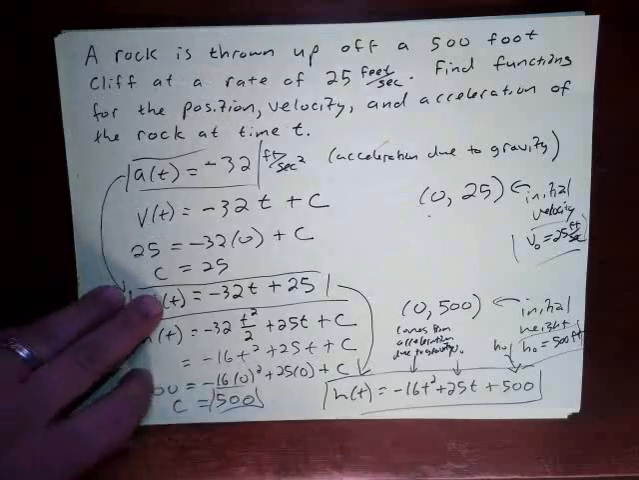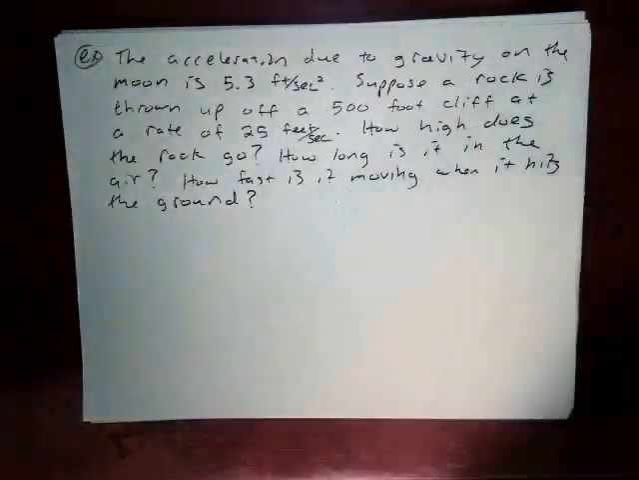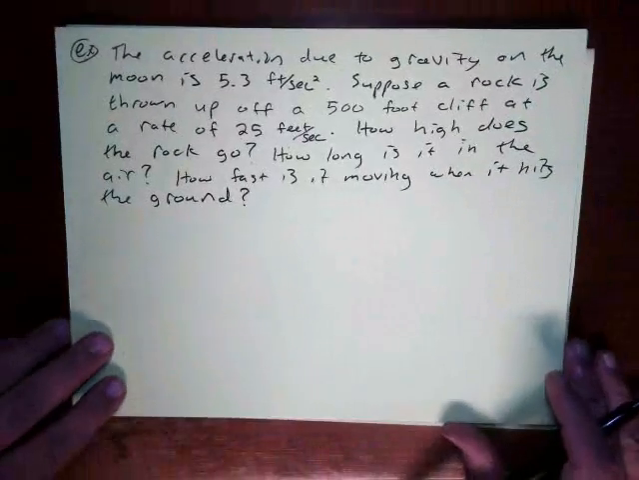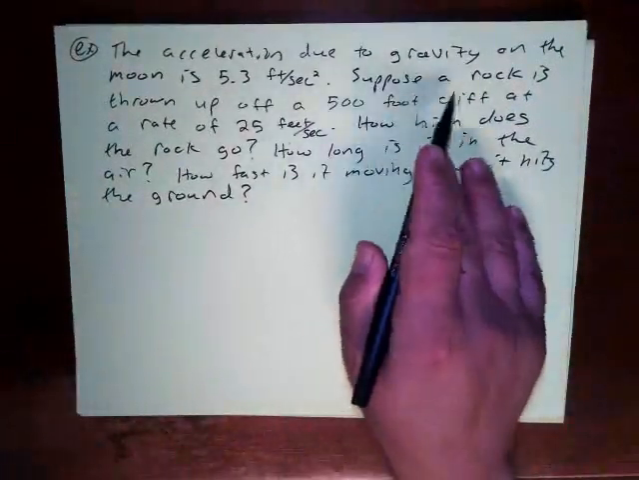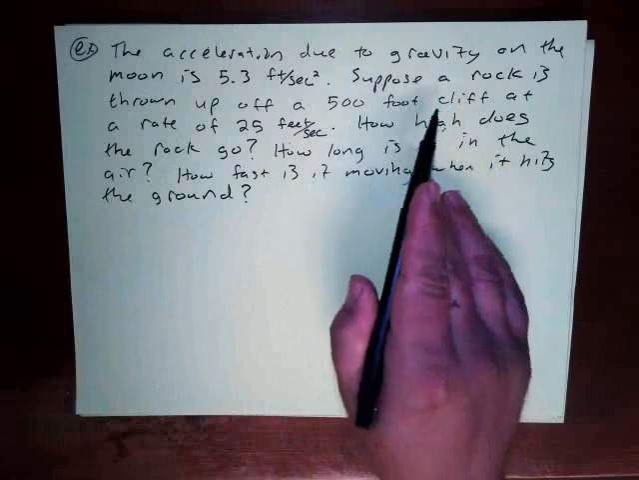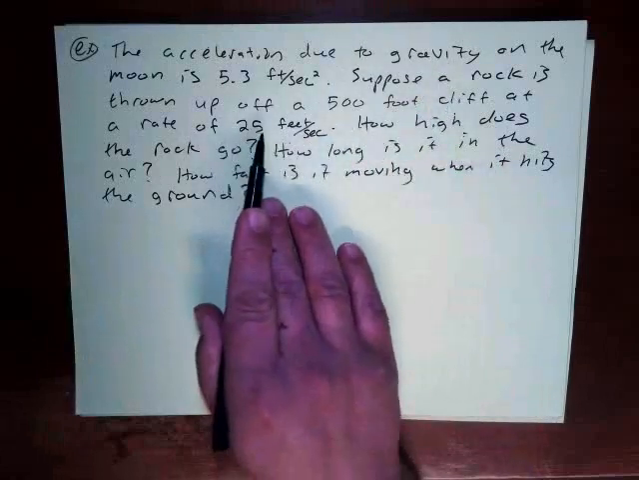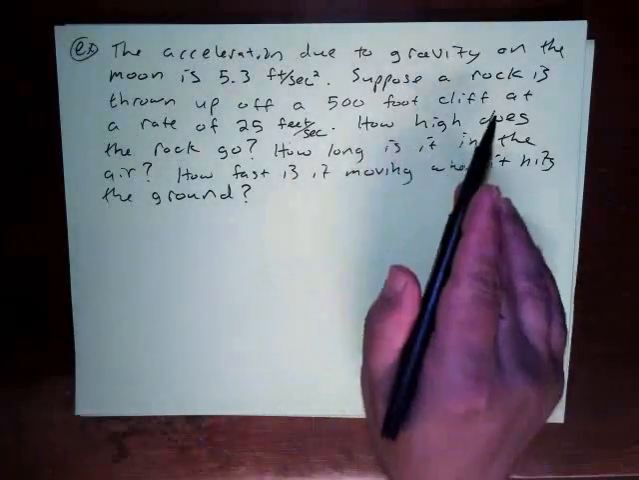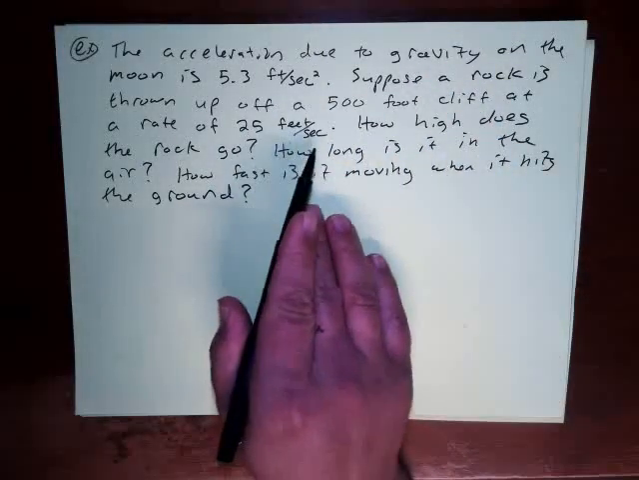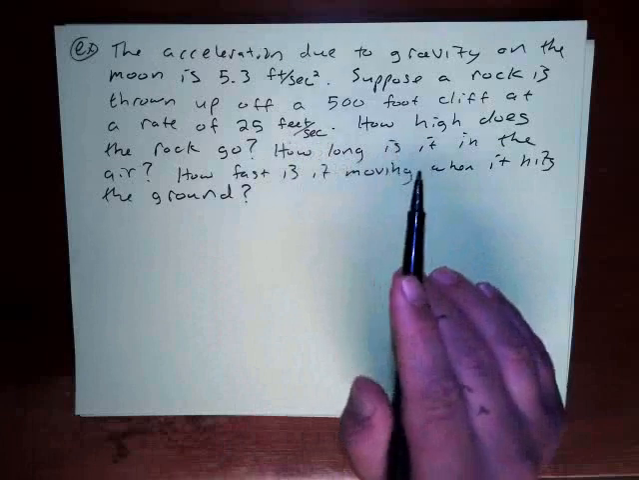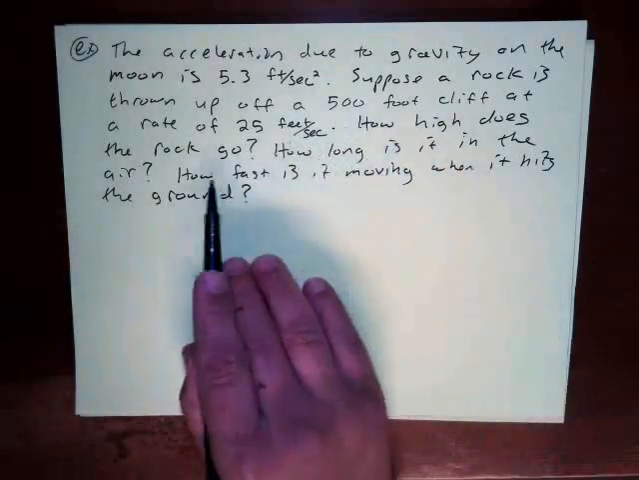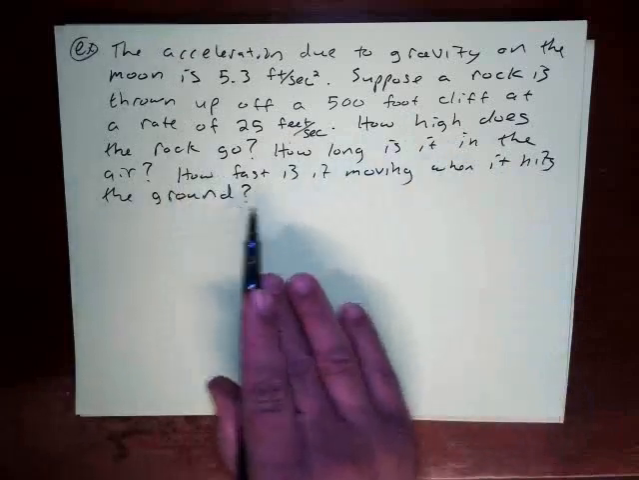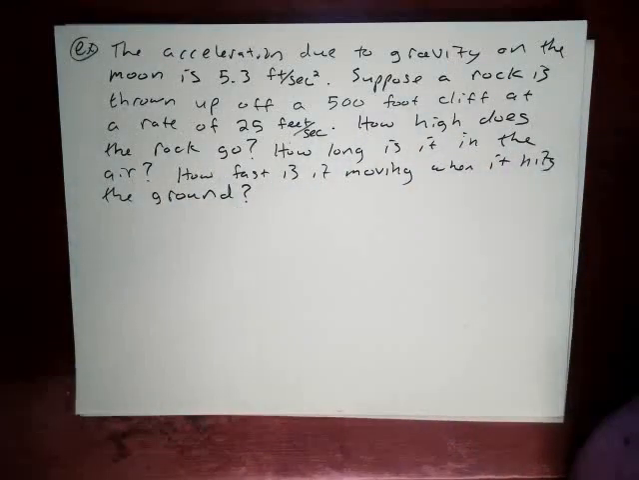Okay? So I'm going to finish with one last problem using these ideas, and we're going to do the same thing. A rock is thrown off of a 500 foot cliff, but now the cliff is on the moon, and we're going to throw it at a rate of 25 feet per second. And what I want to know is how high does the rock go, how long is it in the air, and how fast is it moving when it hits the ground.